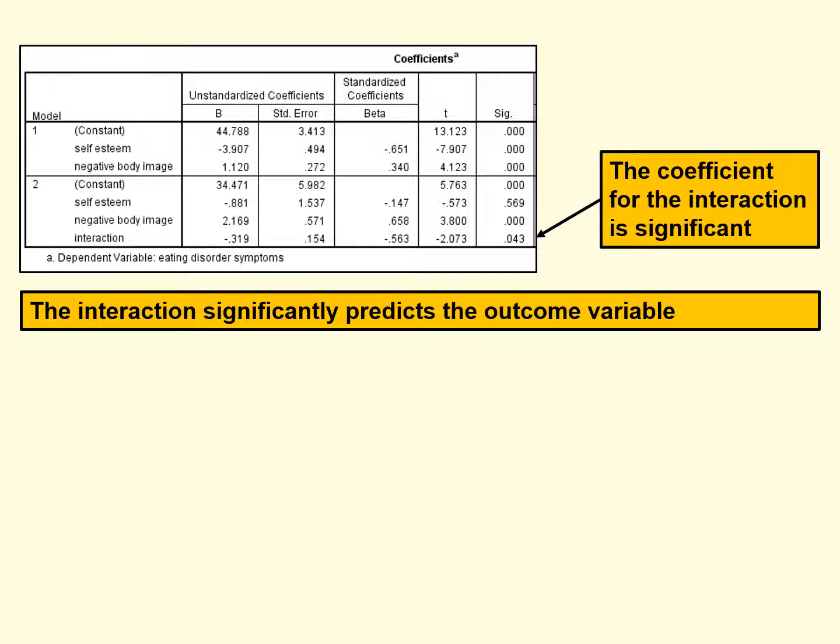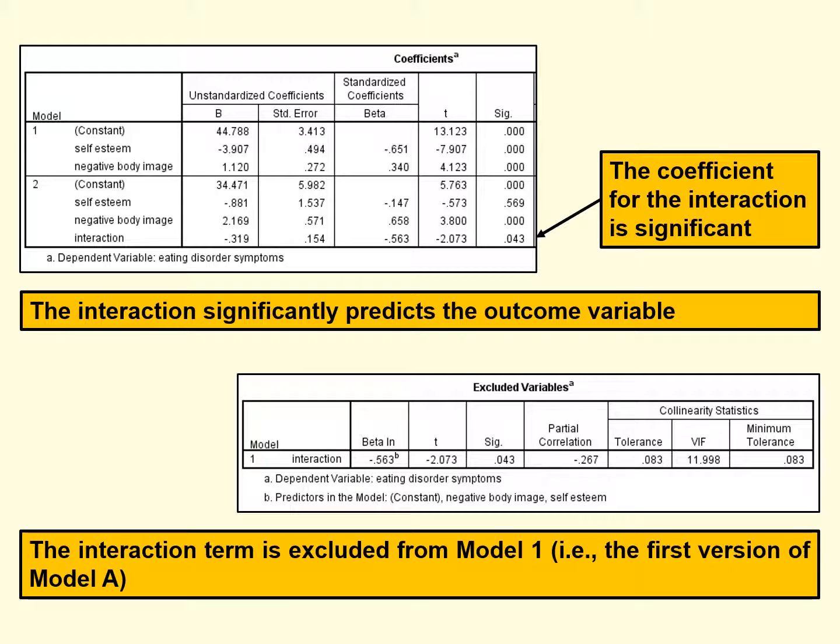Now if we slide down and look at the coefficients for our models, we can see that the regression coefficient for the interaction term is statistically significant, and its standardized coefficient is fairly large relative to the other predictor variables in the model. We also see that the interaction term is excluded from model 1, but we add it in to model 2, as we of course did.